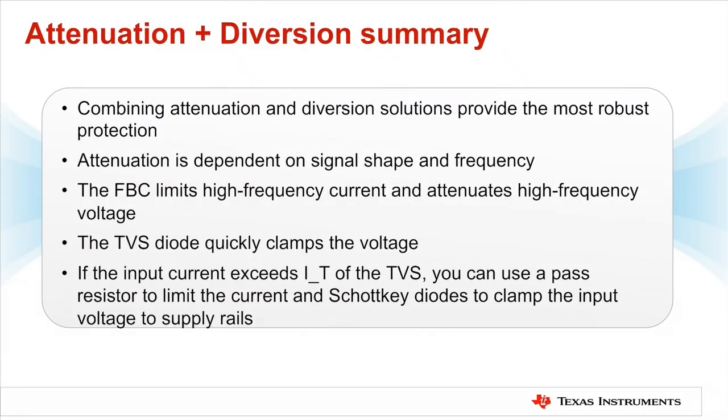So in designing your next analog input or output module's protection circuit, use both attenuation and diversion to provide the most robust protection. Remember that attenuation is dependent on both signal shape and frequency. Use ferrite beads to limit and attenuate high-frequency components while maintaining DC accuracy, and TVS diodes to divert large voltages. If you expect high current signals, remember that the TVS diode breakdown voltage will increase, and it may be necessary to add a pass element and a Schottky diode to clamp to the rails.